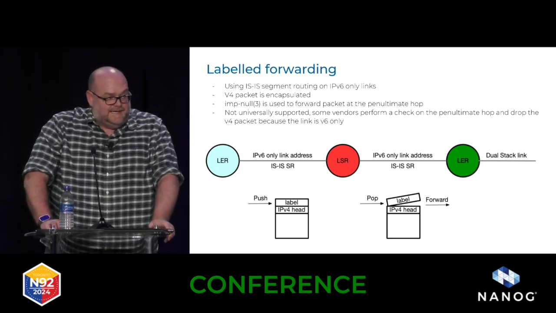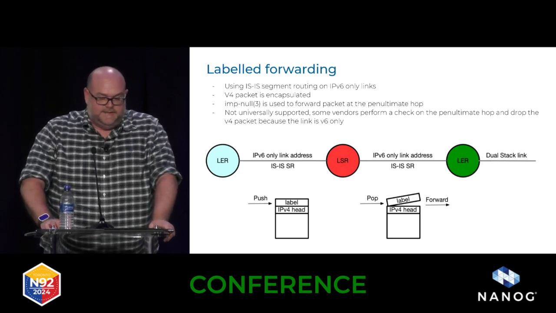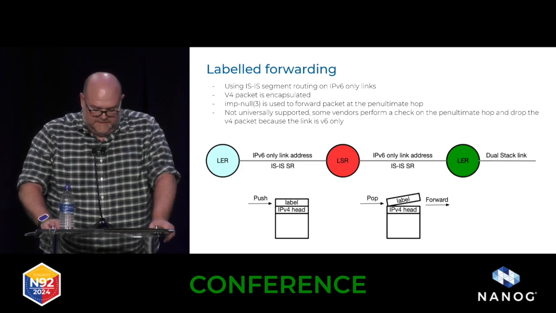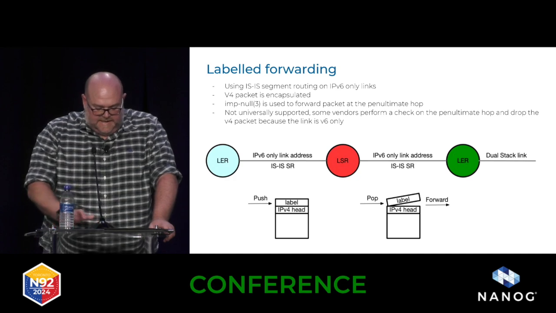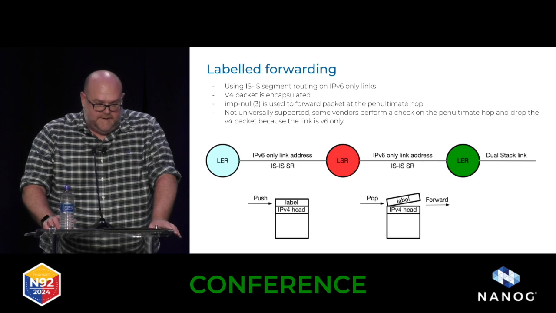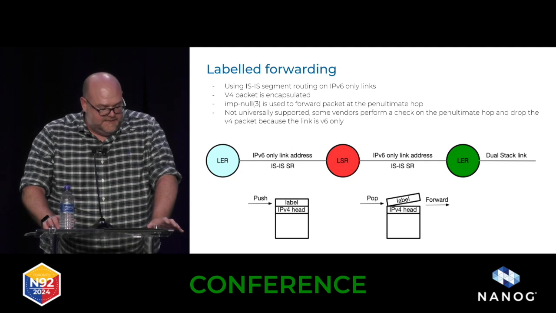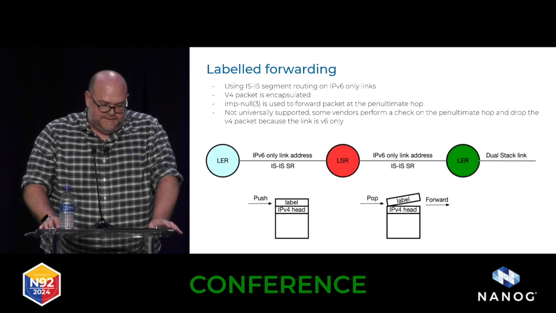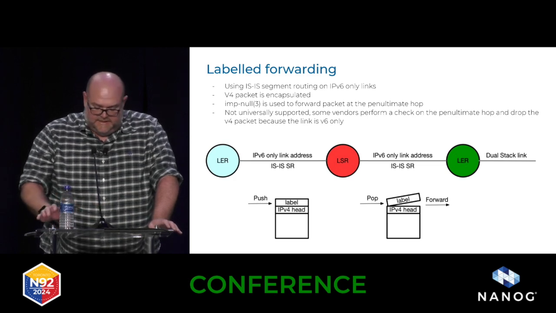It turns out we were just lucky because the LSR in this diagram was a different vendor to the LERs. If we had used the same vendor as the LER across all three nodes, we would not be able to forward traffic because the v4 packet, once it was decapsulated at the penultimate hop, a check would be made against the address family in the packet header and the link address, and you would drop the packet. This is a separate check to the one that we disabled with a command earlier, and it cannot be turned off.